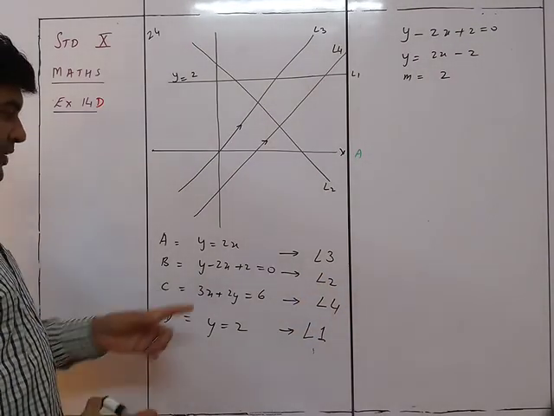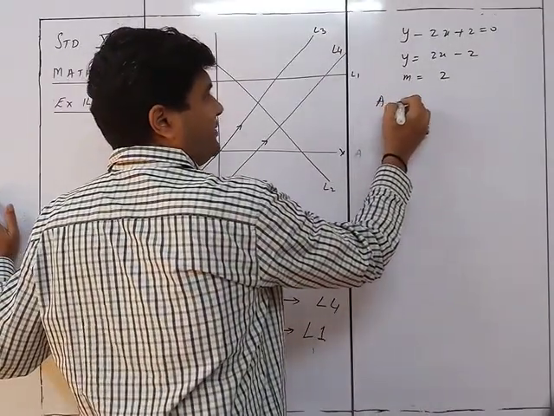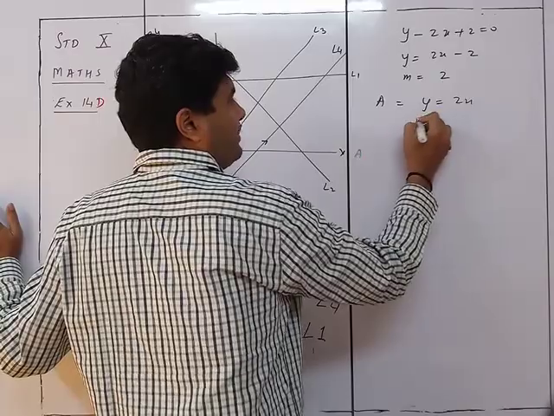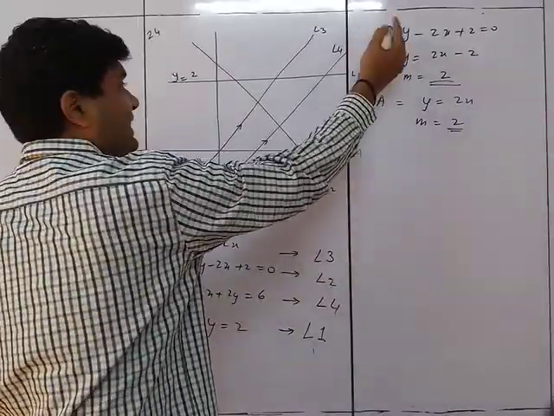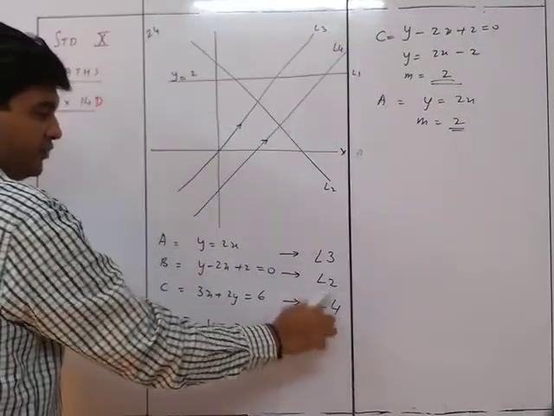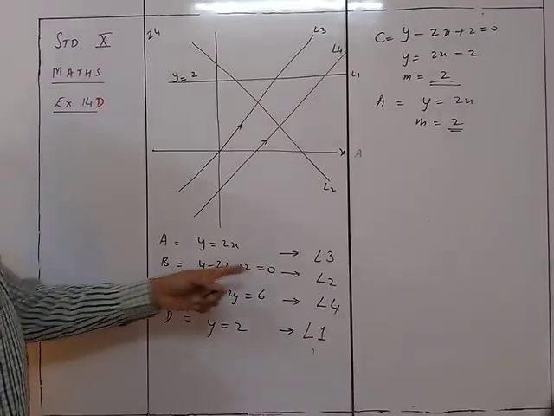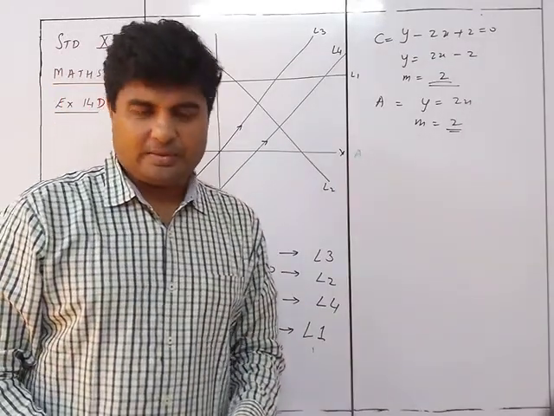Understood? So here we are just finding out the slope of A. Slope of A is equals to y is equals to 2x. So m is equals to 2. Here also it is 2. So this is of C. So A and C are parallel to each other. So that is L3 and L4 are parallel to each other. And finally is L2, which is the left out one. Okay, a unique sum. That's why I did it.